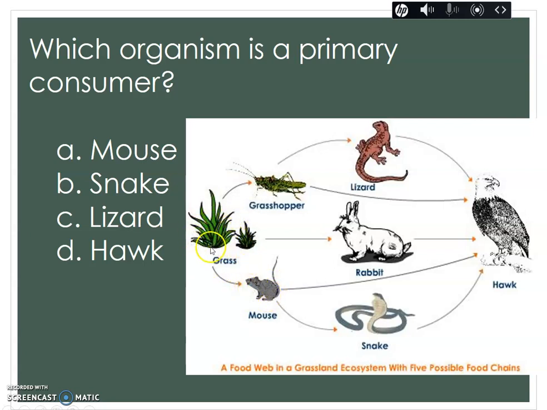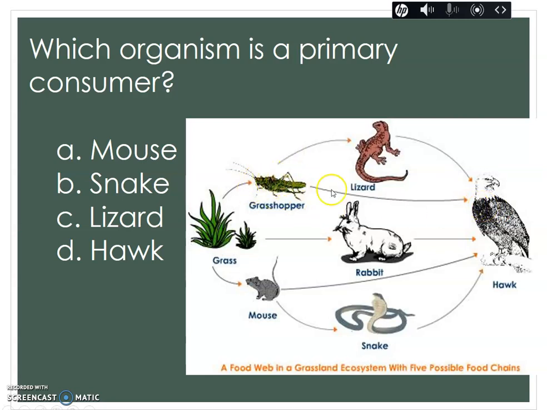Okay, and so this is your producer that produced all the energy, and these are your primary consumers, the first ones in the food web or food chain to consume the producers. So first eater, second eater, third eater. What we call those are primary consumers, secondary consumers, and tertiary consumers. You literally just have to follow the arrow.